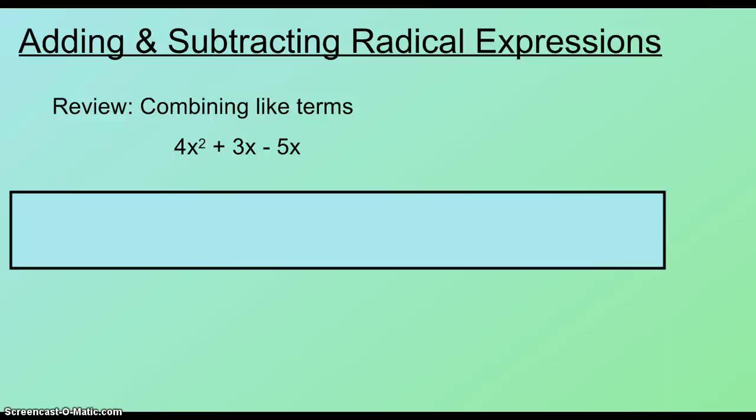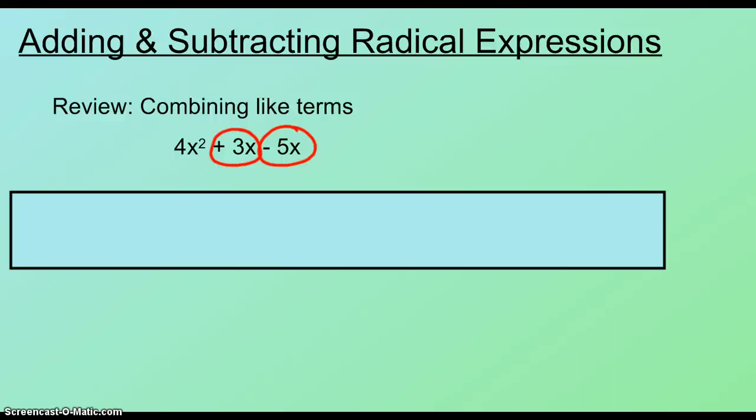Today, we're going to talk about adding and subtracting radical expressions. In order to segue into this and understand today's concept, I want to review combining like terms. Remember, like terms are terms that can be combined. In this expression, 4x squared plus 3x minus 5x, there are two terms that can be combined, and that would be the positive 3x and what I like to consider a negative 5x.